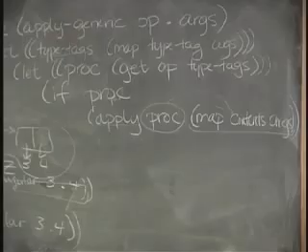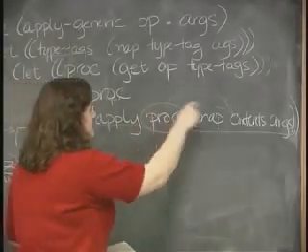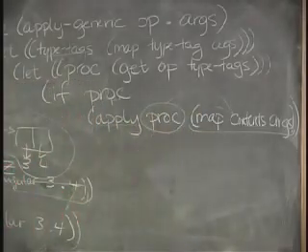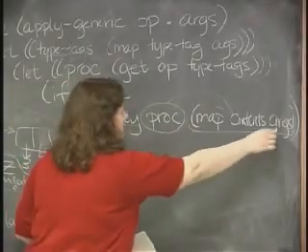So this is one of those things that you're going to accept. It's going to work. Sort of a Zen thing. It's there. Believe that apply is going to take a procedure, and it's going to basically apply that procedure to whatever list of arguments we have.